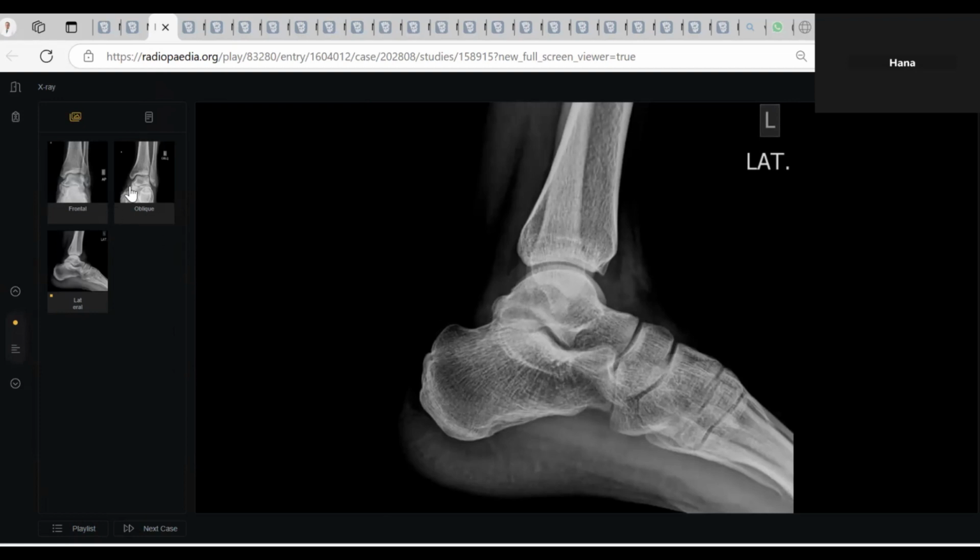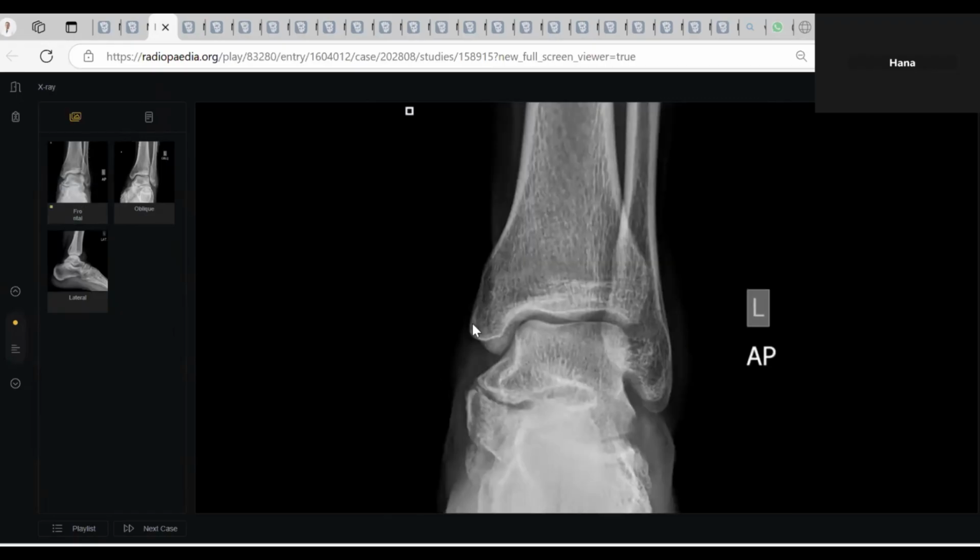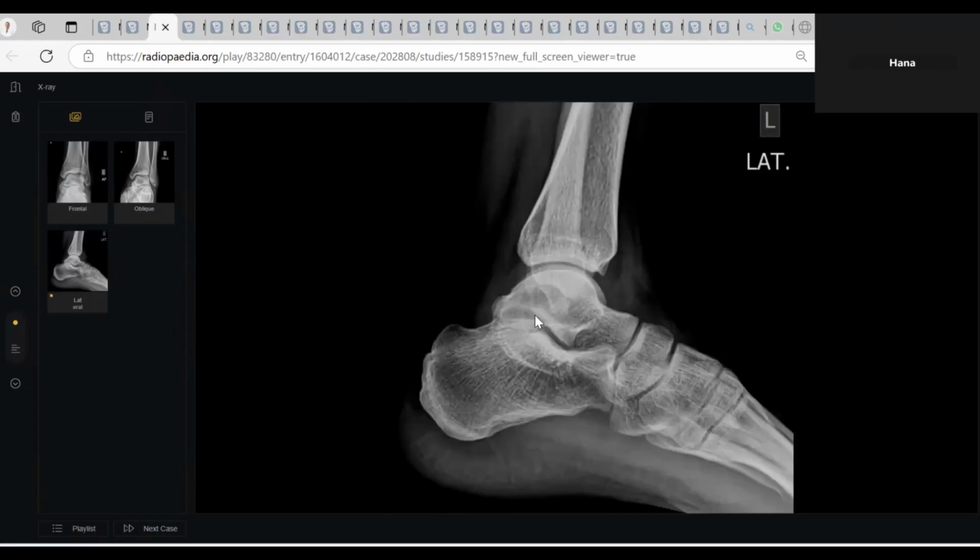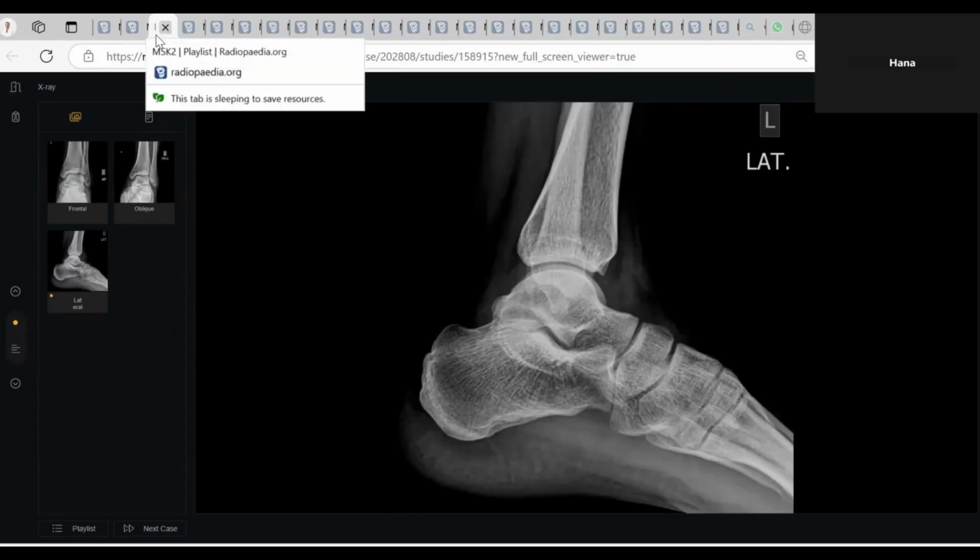This is coalition. I also demarcate you because you wanted to do CT or MRI. Why? Lateral is very conclusive. Okay, lateral is very conclusive, but you did very well.